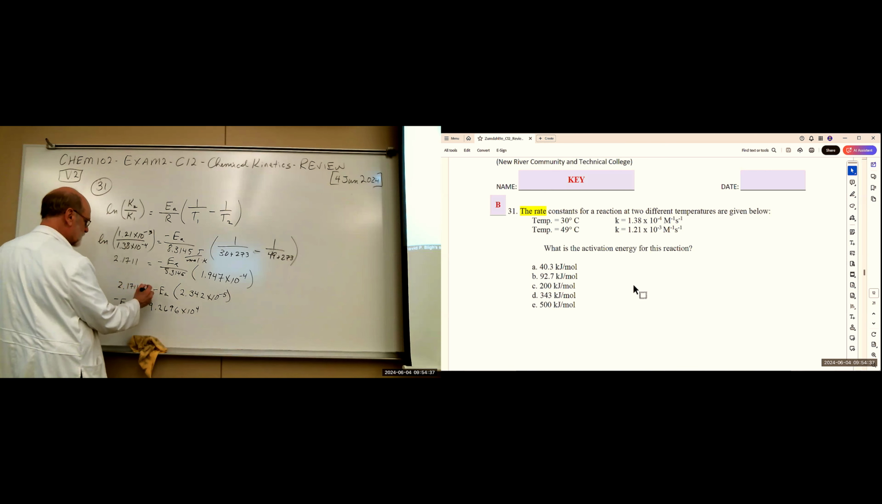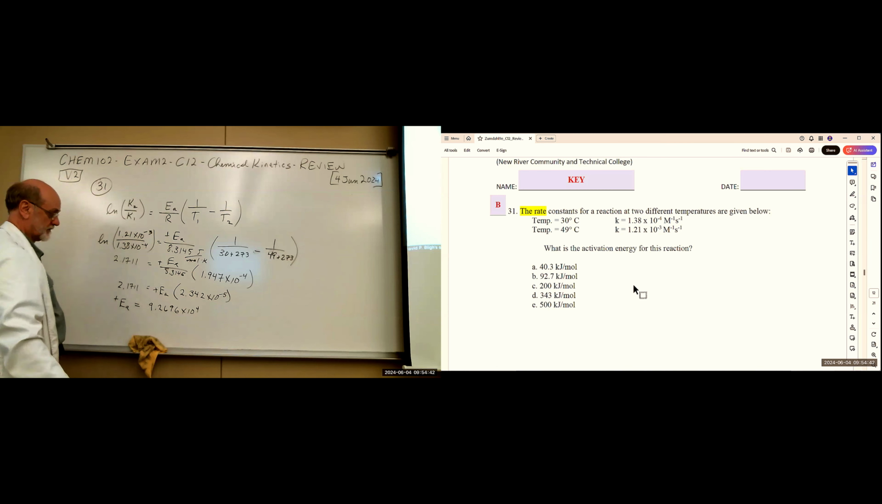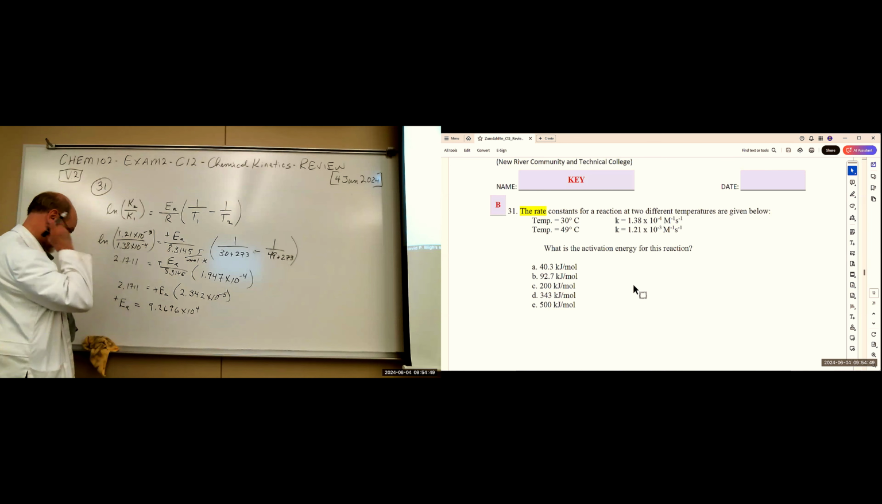Okay, so this needs to be positive, positive, positive, positive. There we go. That's correct. Now, our answer is given in kilojoules. So let's get kilojoules out of this one.